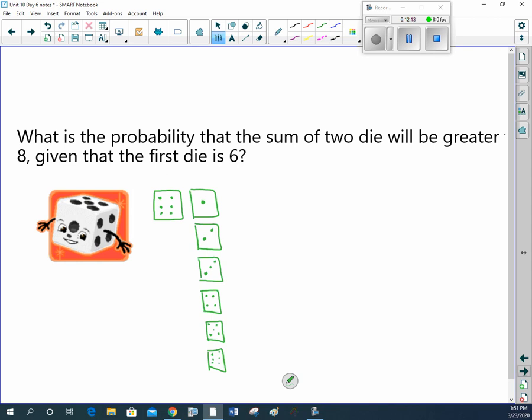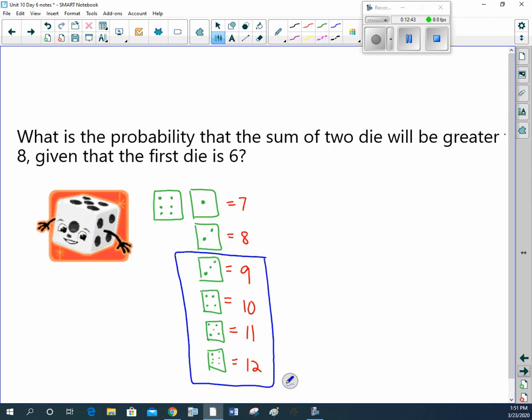Okay, out of those possibilities, what is the probability that the sum of the two dice will be greater than 8? So how many of those will be greater than 8? 6 plus 1 is 7. 6 plus 2 is 8. 6 plus 3 is 9. 6 plus 4 is 10. 6 plus 5 is 11. And 6 plus 6 is 12. The ones that are greater than 8 are these right here. So that would be 4 out of 6, or 2/3, given that condition already that you rolled a 6.